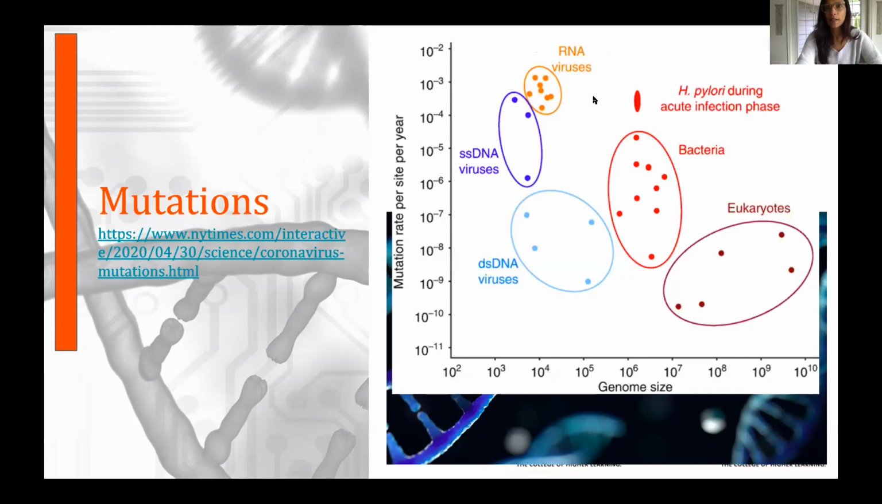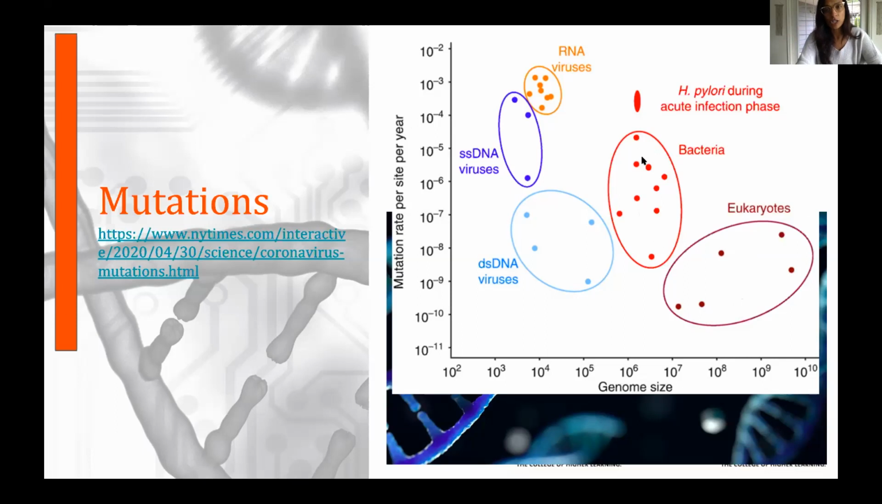So this diagram that I'm showing everyone on the screen looks at the genome size across the x-axis and compares it to the mutation rate as a function of mutations per site per year. If we look at this image, eukaryotes, the cells that make up mammals such as us, tend to have large genomes, and the mutation rate is quite low because eukaryotes have these editing processes that, if a mistake happens, we can repair those mistakes.